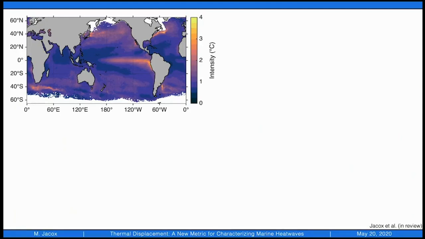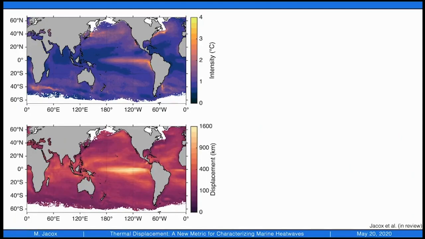It's computationally a much more intensive exercise, but basically we can still do the same thing, go through every heat wave for every grid cell and look at what the thermal displacement is and then summarize the statistics. And so this is now the median thermal displacement associated with heat waves globally. So again, we see considerable spatial variability and thermal displacements that range from tens to thousands of kilometers globally.